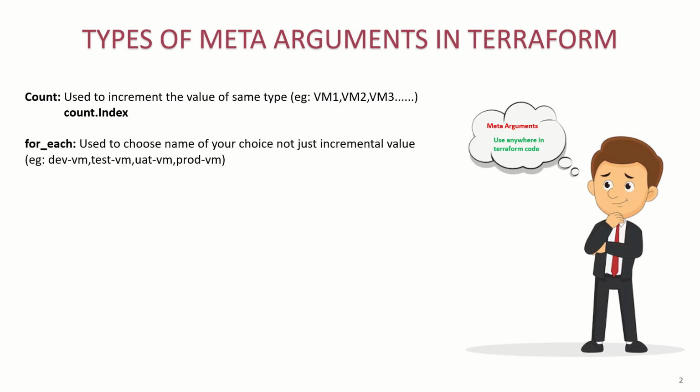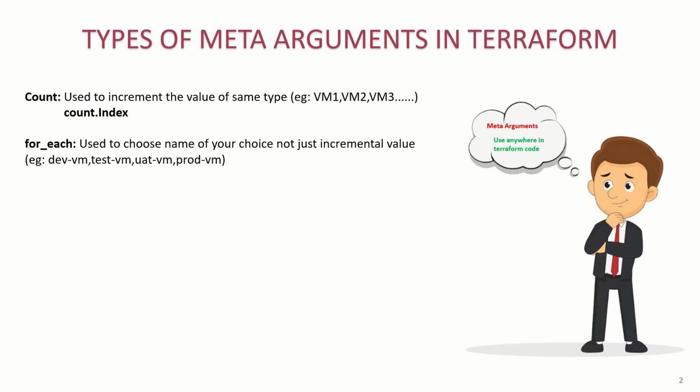The second meta argument that comes is for_each. For_each is also one of the looping strategies that we can use in Terraform. And here we are not limited to a numeric increment of VM creation. Now we want VM names to be of our choice, just like we want a dev VM, test VM, UAT VM. So we can give any name by using this for_each loop.